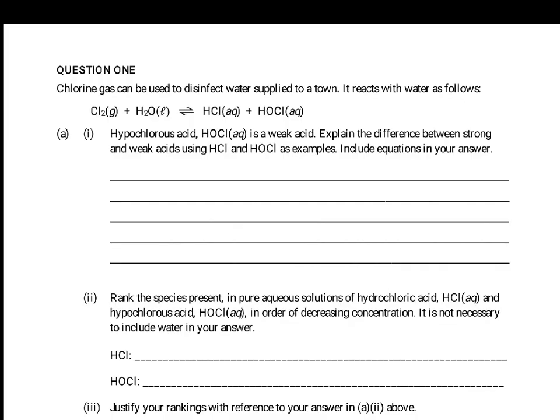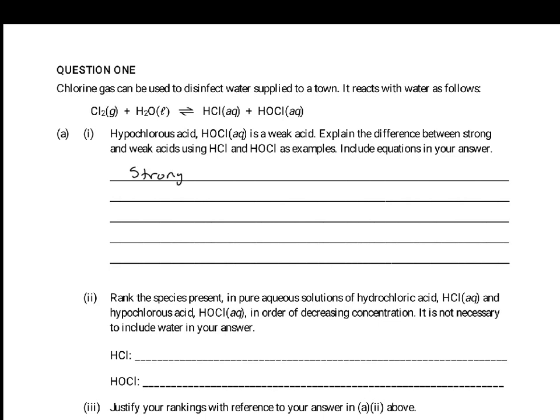So starting with question 1, you're given an equation for chlorine reacting with water produces HCl and HOCl. You're told hypochlorous acid is a weak acid. Explain the difference between strong and weak using these as examples. Include equations in your answers. So hopefully you all know the difference.